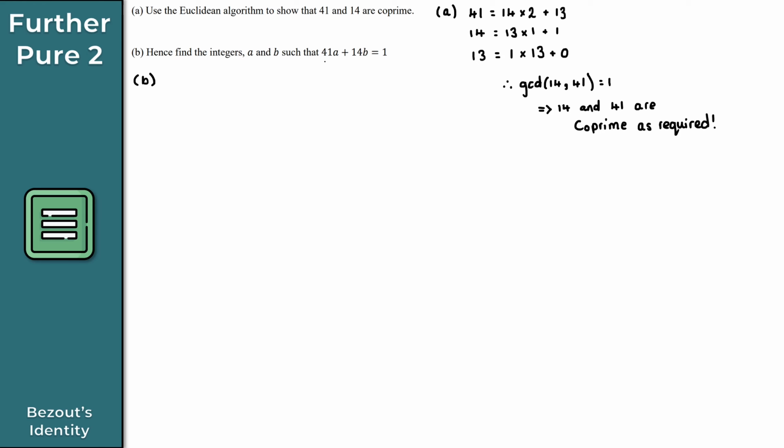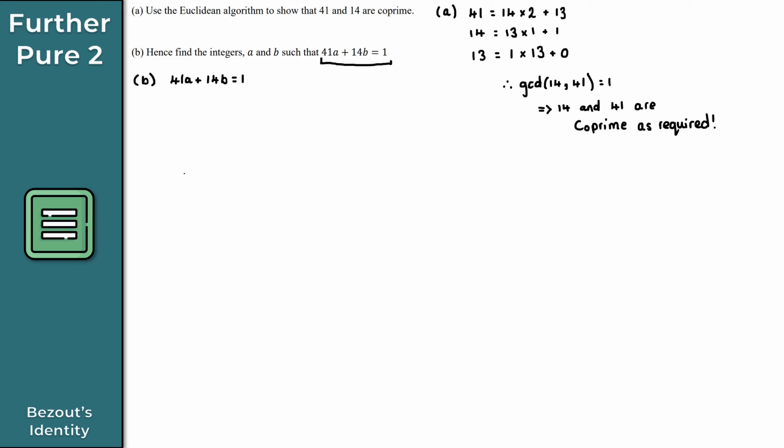Now, as soon as we see an equation of this form, that instantly suggests that we need to use Bezout's identity. Okay? So let me just start by writing down this equation here. So we've got 41a plus 14b is equal to 1.